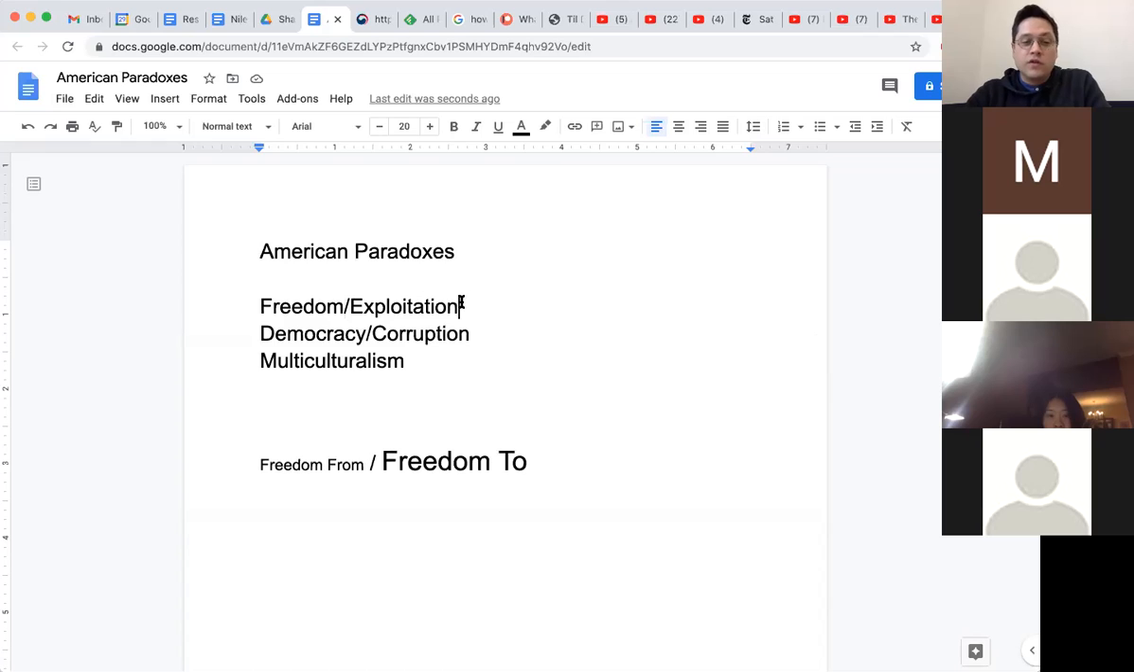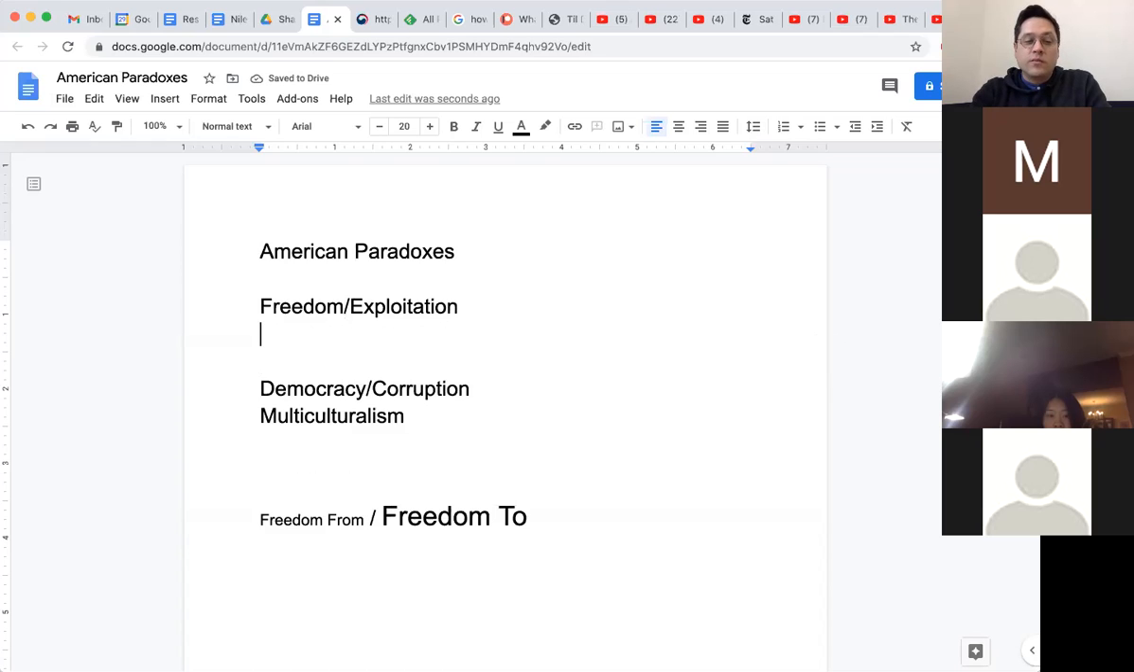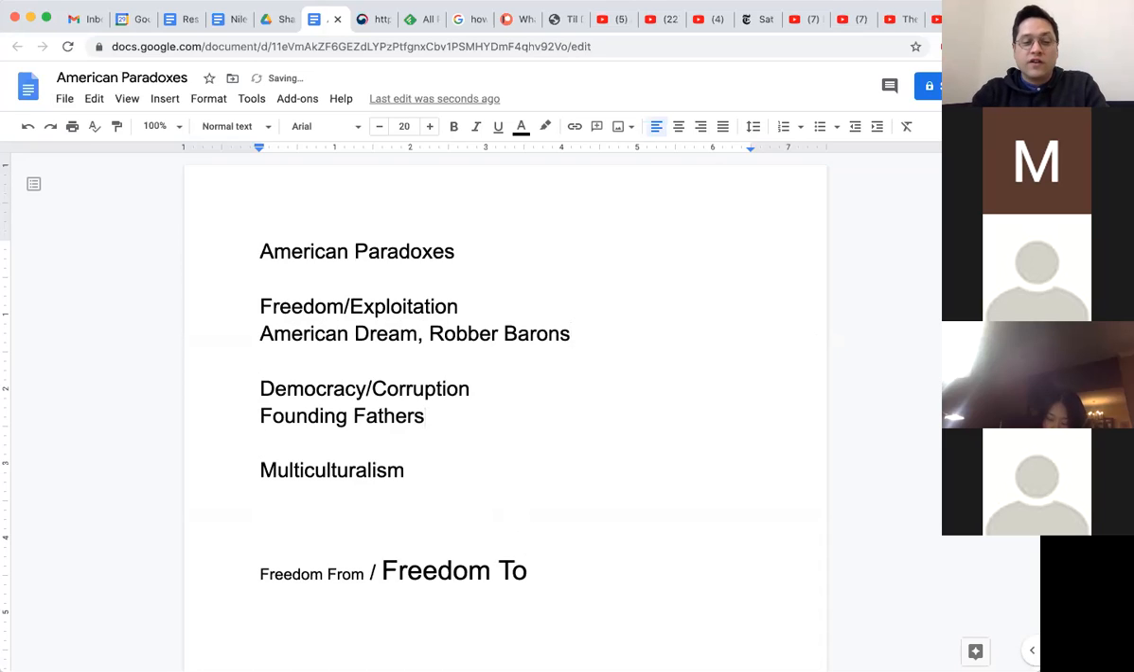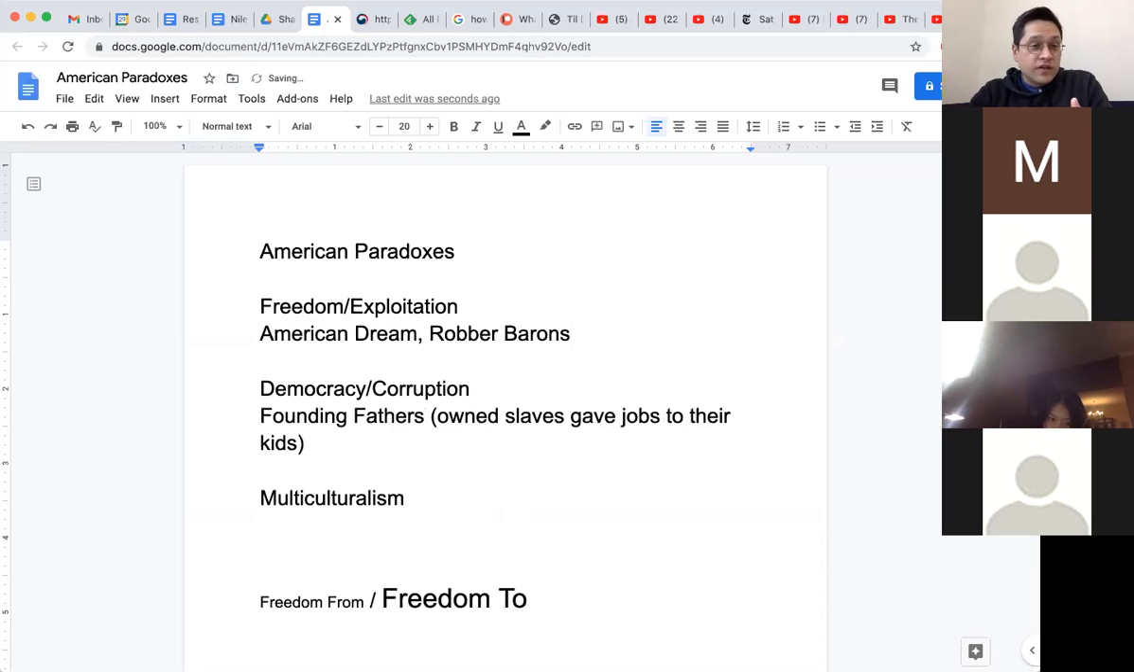Like, if we want to do some notes, we have freedom in terms of the American dream, but then you also have unrestricted capitalism, like the robber barons in the 19th century, for example. So two sides of the same coin. The democracy corruption thing: you have the founding fathers, but then you also have the fact that the founding fathers owned slaves and gave jobs to their kids, that kind of thing. And the original Constitution was set up to keep wealth in the hands of the wealthy.